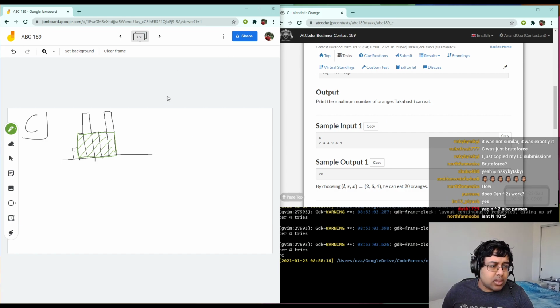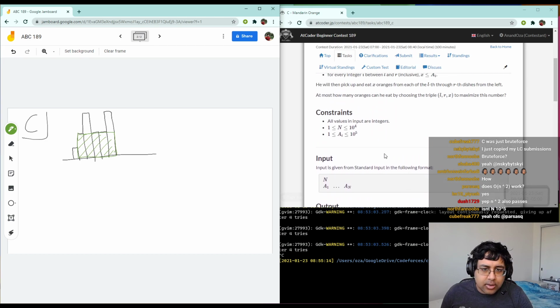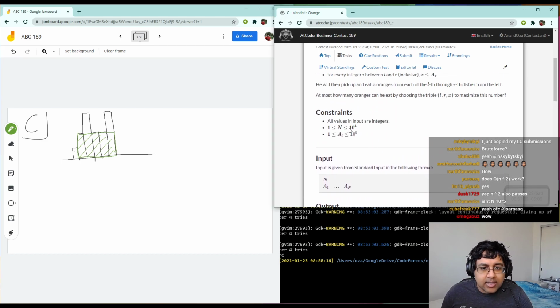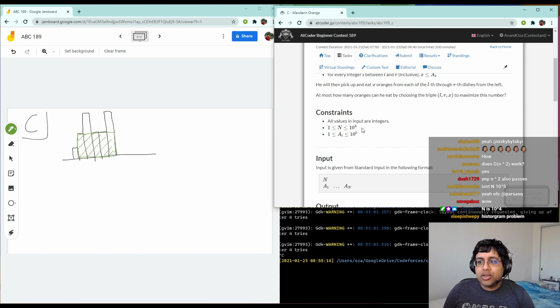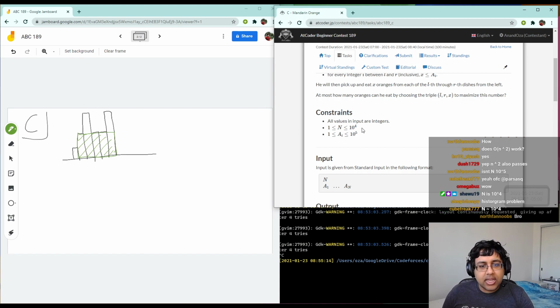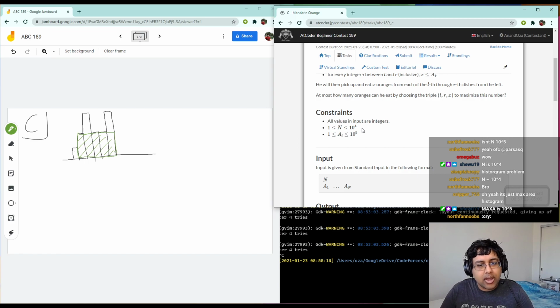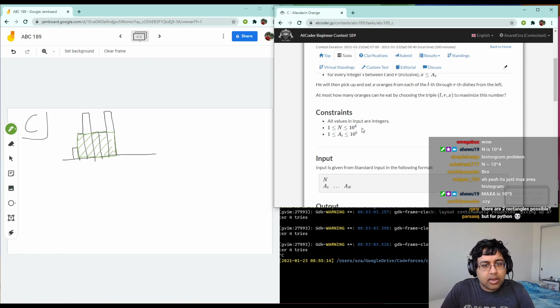The thing to note here that's important is n is actually only 10 to the 4th. It's not 10 to the 5th. Because it's 10 to the 4th, you can do an n squared solution, and that's completely fine. If it were 10 to the 5th, you would have to think a little harder and figure out how to do an n log n solution or n solution or something like that. But here, quadratic is completely fine.